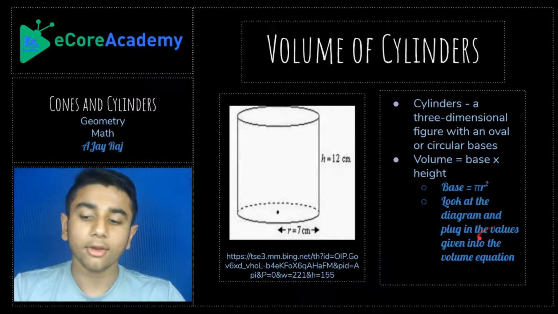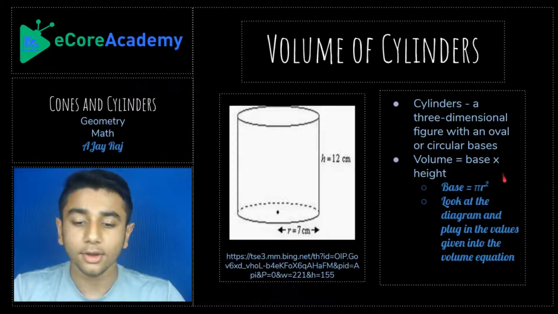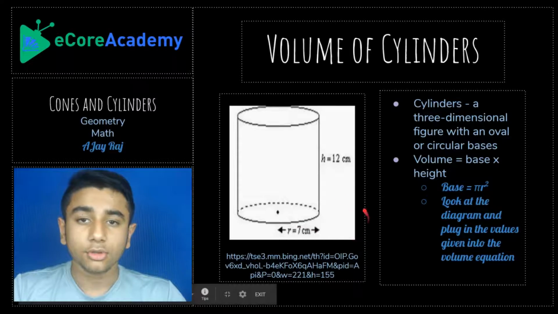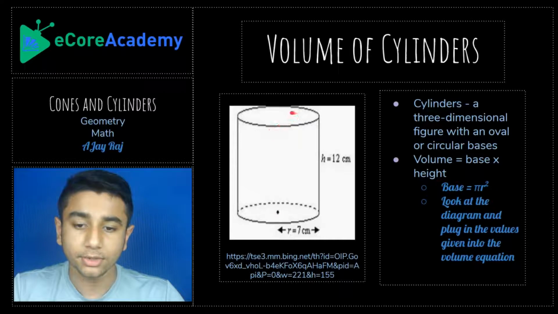Let's look at the diagram and plug the given values into the volume equation. You're free to pause the video and try it on your own with the given equation here, and just come back, replay the video, and see if you got the right answer. So let's plug it in. You have a radius of 7 centimeters, and that represents the radius of the base. It doesn't matter which base you're using because they're both congruent in every measure.